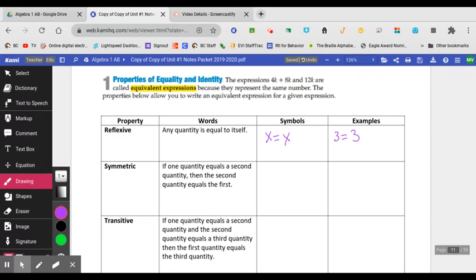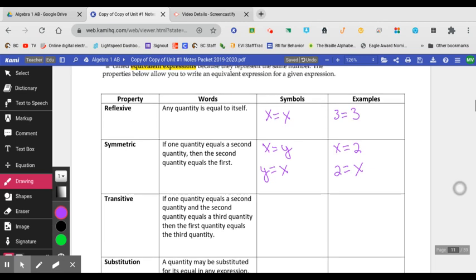Symmetric. If one quantity equals a second quantity, then the second quantity equals the first. So that again is also kind of silly. It says if X equals Y, then Y equals X. You can flip it. So if I say X equals 2, then 2 equals X. Again, we're not going to use that one a whole lot, except when you take an equation and flip it so that your X is on the left. And with the equations, that's no big deal.